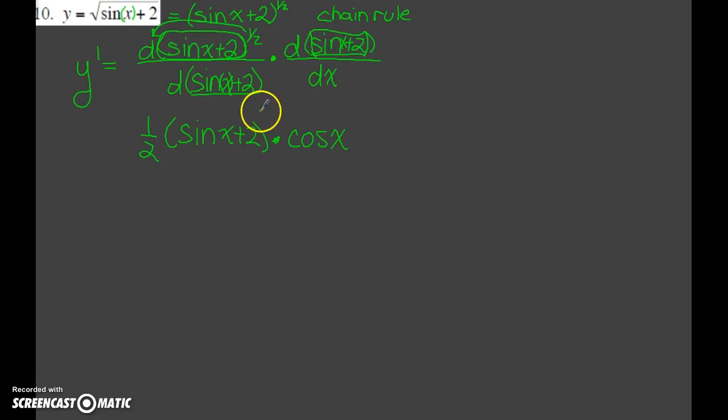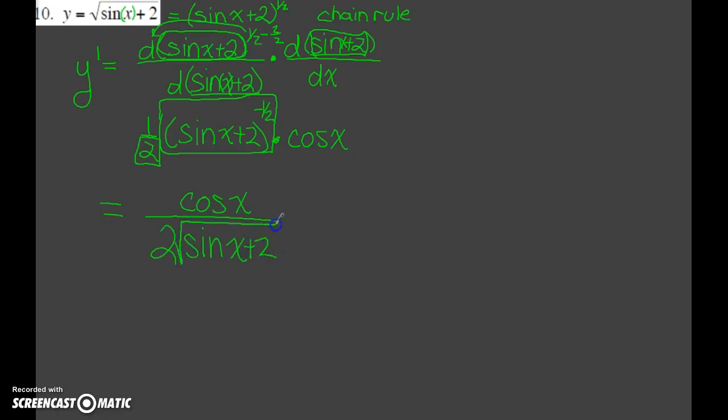However, I did miss this to the negative 1/2. Okay, because we have to subtract 1 from this. Okay, so it's to the negative 1/2. So we're not done actually. What goes on the bottom here is this, and this is already on the bottom too. So when we rewrite it, we can write cosine on top, not affected by a negative exponent, and 2 sine x plus 2 raised to the 1/2, so it's a square root.